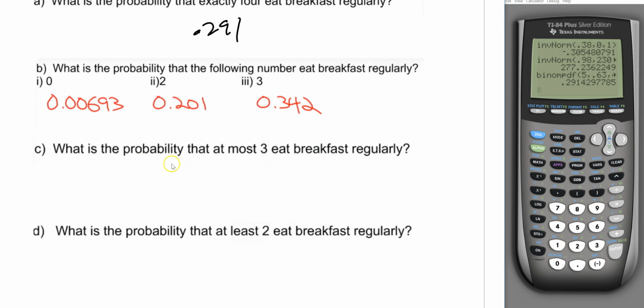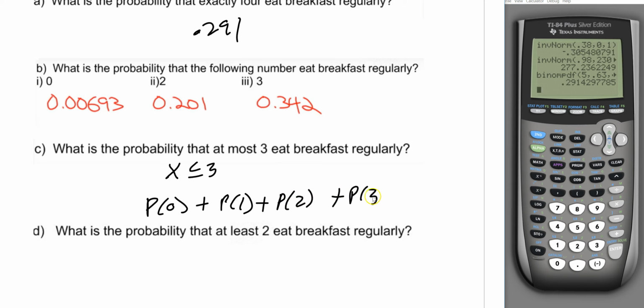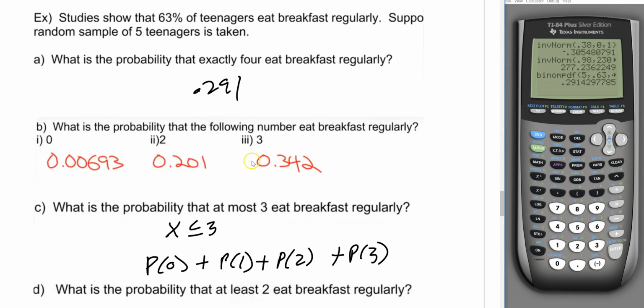So at most means, again, for me, I just think about it as food. If I want at most 3 cookies, that means 3 is my limit. So I want at most 3, 3 is where I stop. So there's 2 ways to do this, actually. We could go probability of 0 plus the probability of 1 plus the probability of 2 plus the probability of 3. Right? That's at most 3. So do you get 0, 1, 2, or 3? That's what at most means. So you can add up all these values.